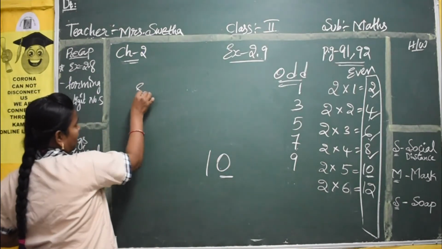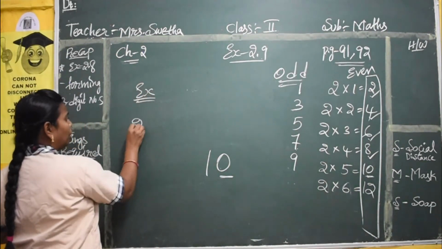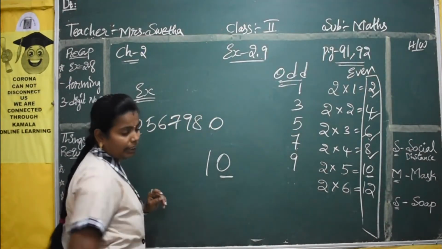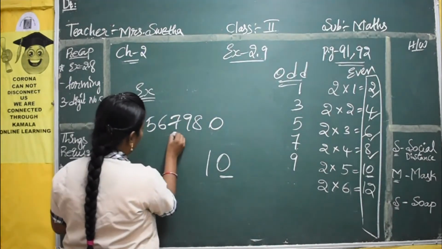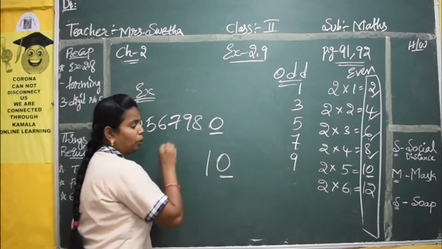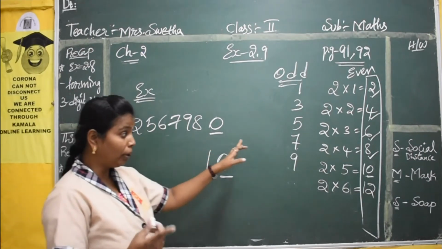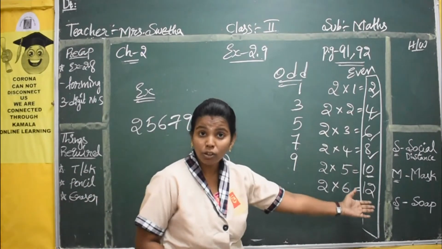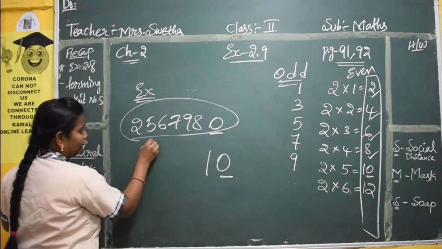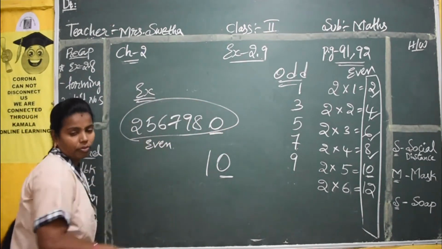Suppose you see, here is an example I am giving. Here you have 2, 5, 6, 7, 9, 8, 0. Yes. See this last number. You should not look at all these numbers. You should check the last number, 0. See, is 0 an even number or an odd number? In which place do you have it? In even. So this complete set will become an even number.